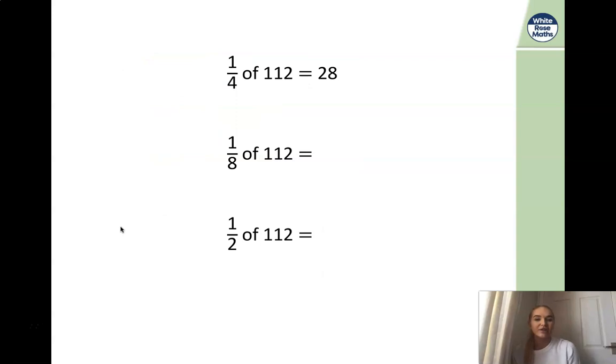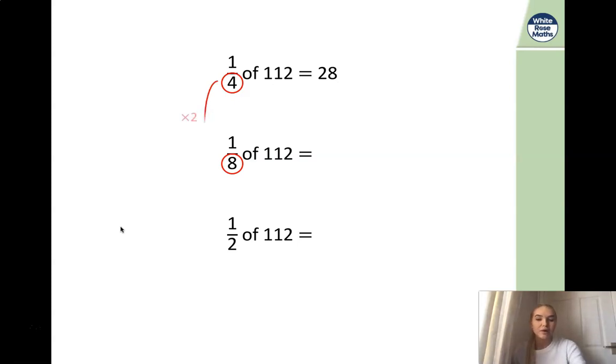Okay, let's have a look at them on the screen here. So if 1/4 of 112 is 28, we are going to use the same rule as what we know before. So how do we get from 4 to 8? What do we need to multiply 4 by to get to 8?